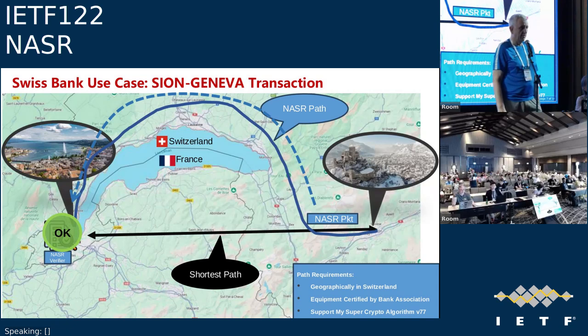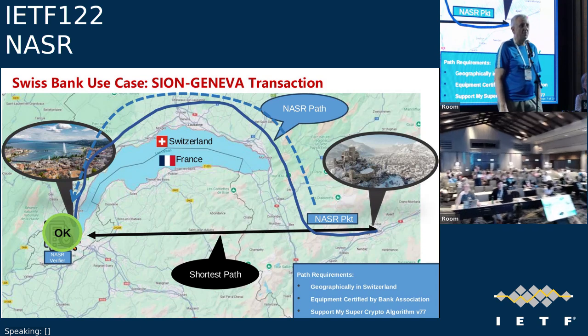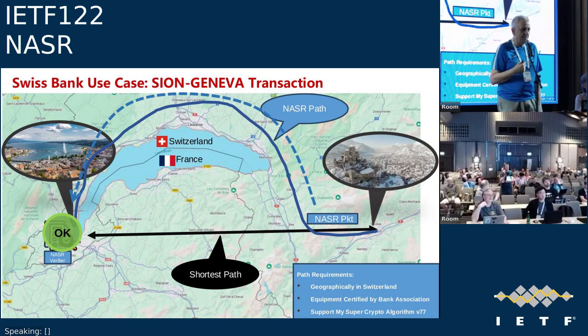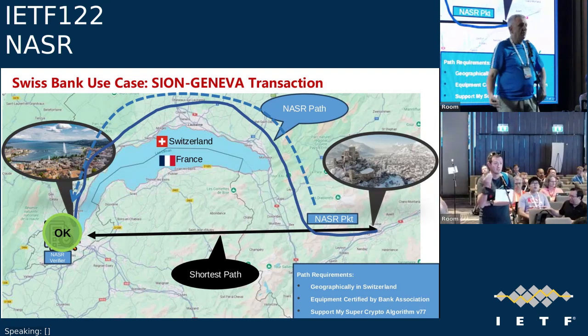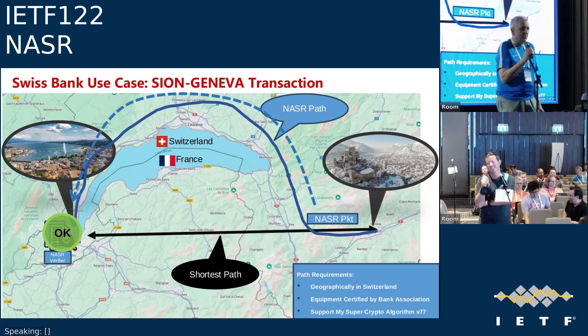Let me try and state the question a little bit differently. The underlying requirement below all these path requirements you've listed here is denying the French access to my traffic. Why do I care if it goes through France? Because I want to deny the French access to my information. Because the Swiss legislation requires so.